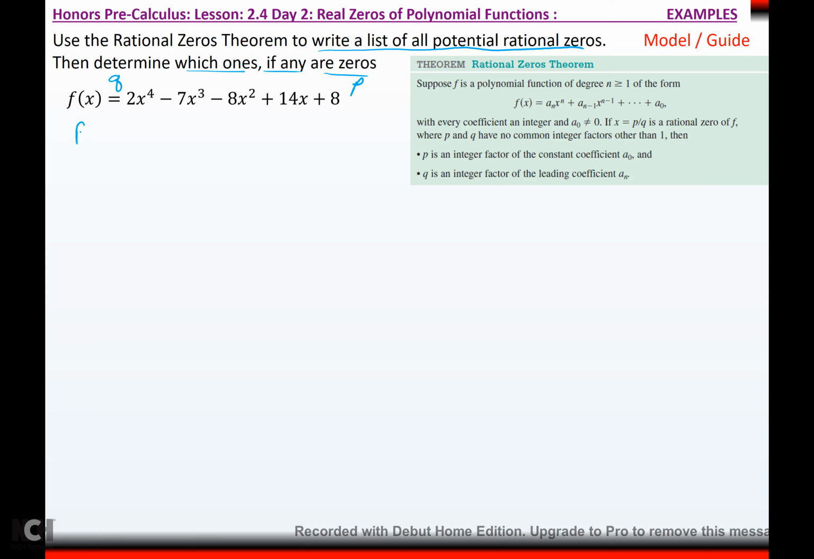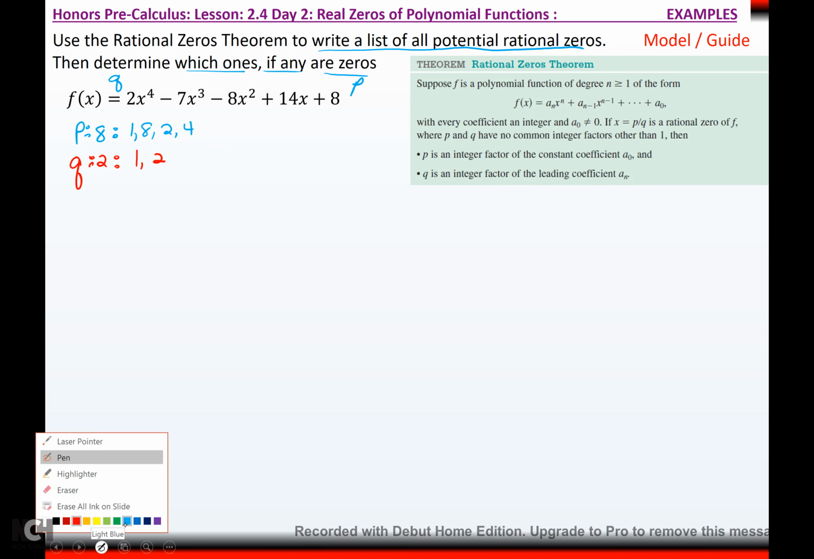So to find all my factors of P, I want all the factors of 8, which would be 1, 8, 2, 4, and that's it. And then to get my Q list, I want all of the factors of 2, which, thank goodness, there's only 2 of them, 1 and 2. Okay, so then we're going to make our PQ list, and we literally just start pairing these guys up.